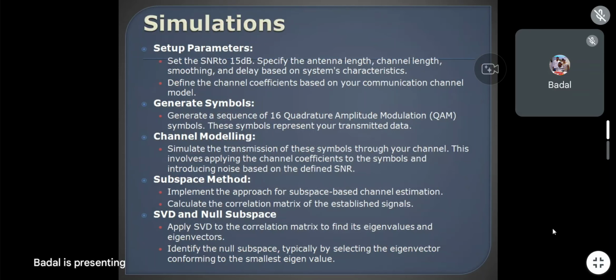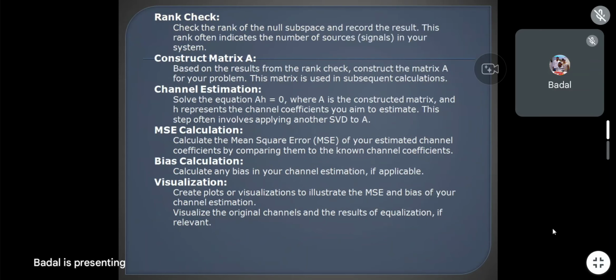Now in the simulation part, it consists of a subset of parameters, generate symbols, channel modeling, subspace method, SVD and null subspace, rank check, construction of matrix A, channel estimation, MSE calculation, bias calculation, and visualization.